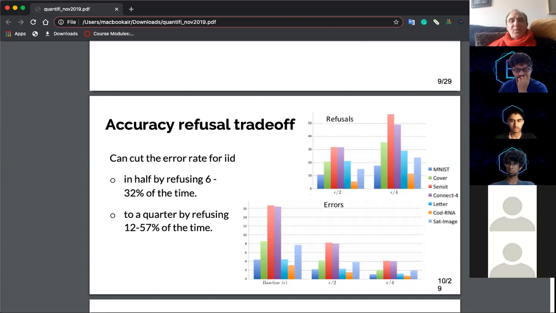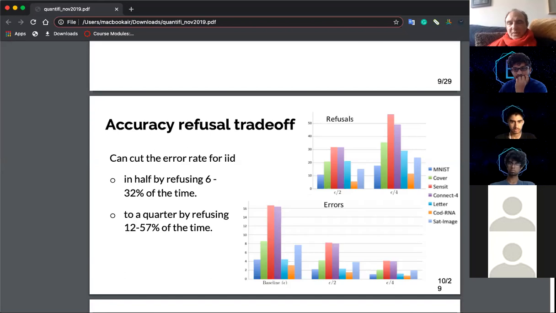if we say, I want an error rate that's going to be half of the natural error rate, so in the case of, sorry, my screen on the bottom has something blocking it.